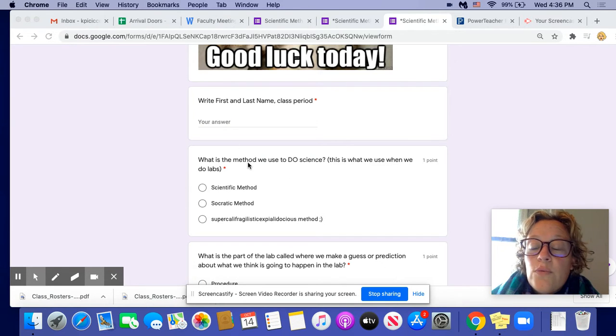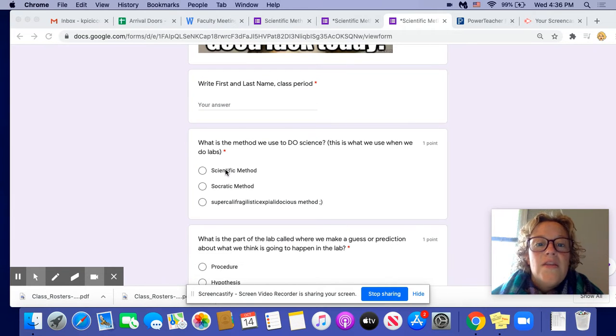What is the method we use to do science? This is what we use when we do labs. Is it the scientific method, the Socratic method, or the supercalifragilisticexpialidocious method? I like that one. That's not the answer. Hint, hint. So please click on your answer.